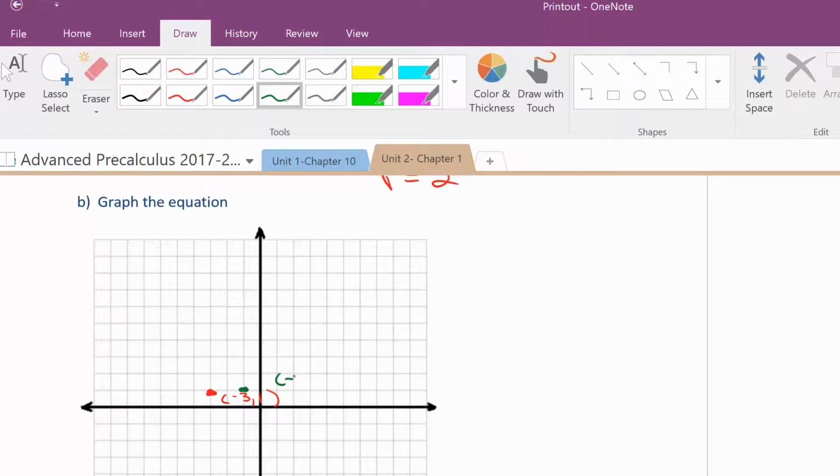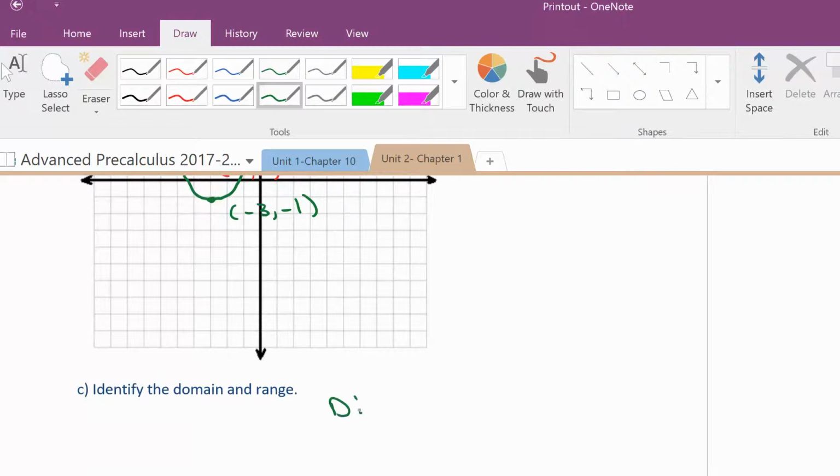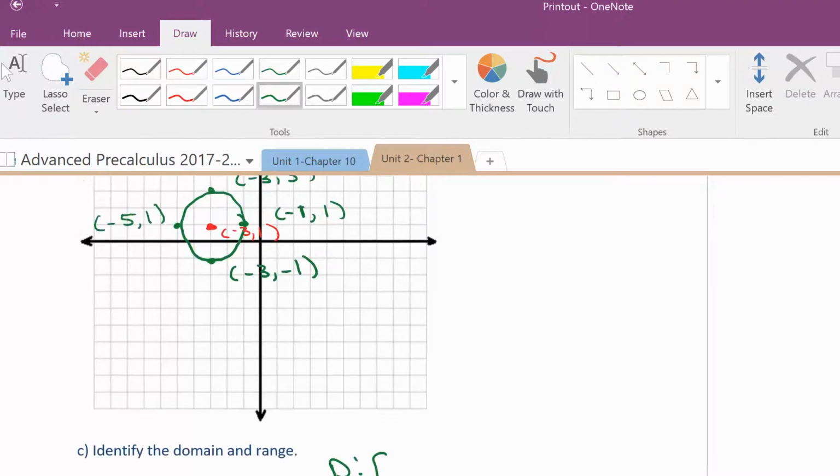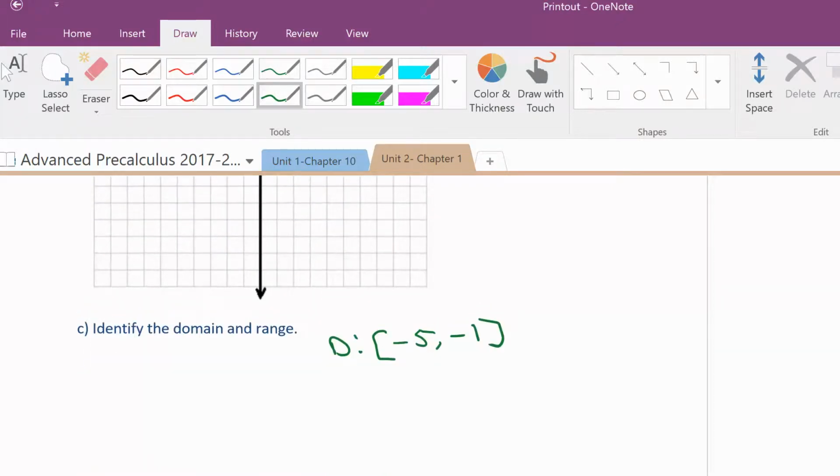So here it's (-1, 1), (-3, 3), (-5, 1), and (-3, -1). So then you draw your circle, and their domain and range. So for the x, notice it's from negative 5 to negative 1. And then for the range, it would be from negative 1 to positive 3.